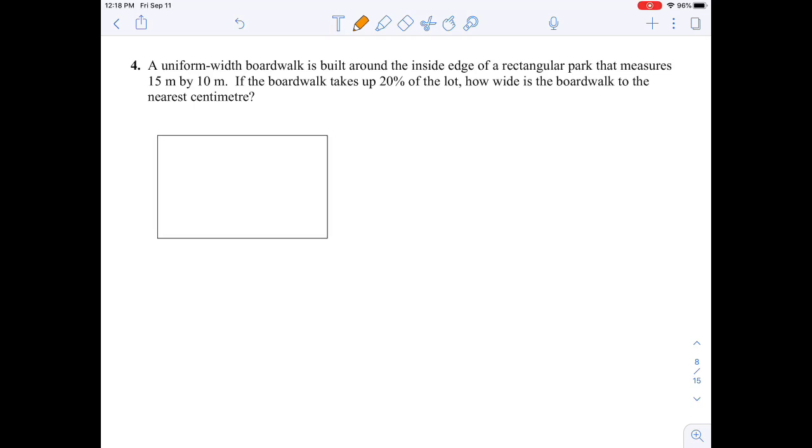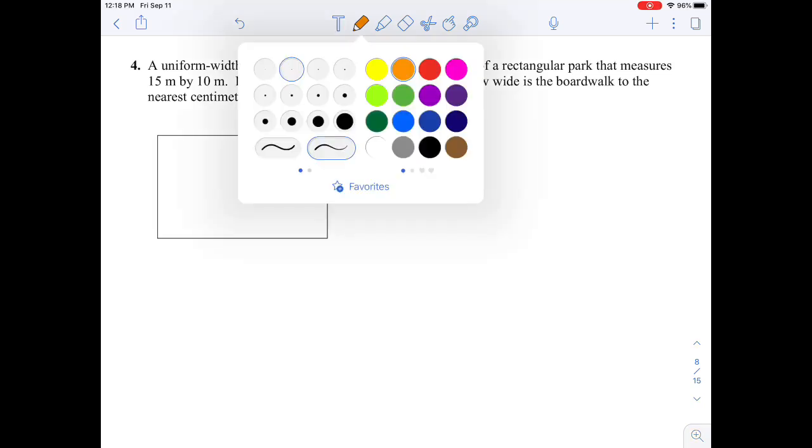So now we have a specific space or a lot that we're using, and we're actually cutting down part of it. So in this case, a uniform width boardwalk is built around the inside edge. So that's what I mean by we're cutting down some of the space. We're using some of the total space we have inside of it. So built around the inside edge of a rectangular park that measures 15 meters by 10 meters in total. If the boardwalk takes up 20% of the lot, how wide is the boardwalk to the nearest centimeter?